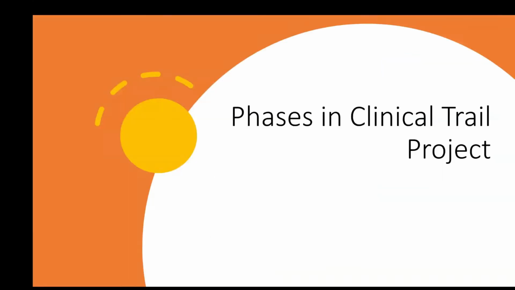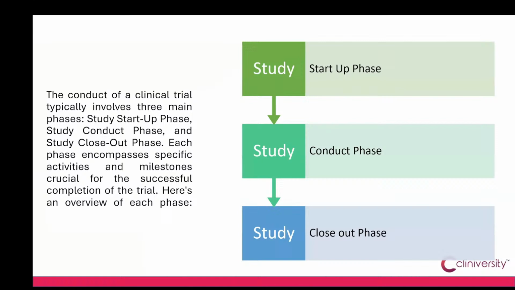So let us see the different phases in a clinical trial project. As we have seen in the essential documents, we have documents before the start of a clinical trial, during the start of a clinical trial, and after the completion of a clinical trial. Likewise, in the phases of a clinical trial project, we have three phases. We call them the study startup phase, study conduct phase, and study closeout phase.